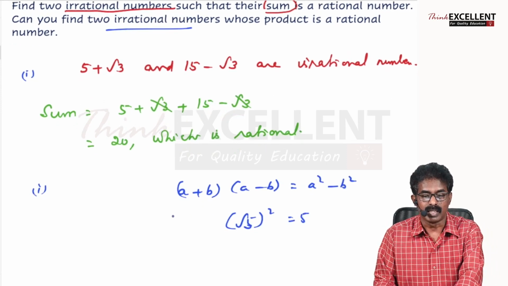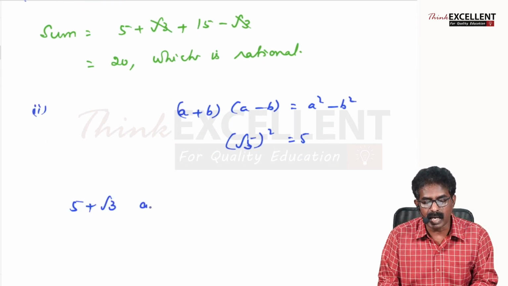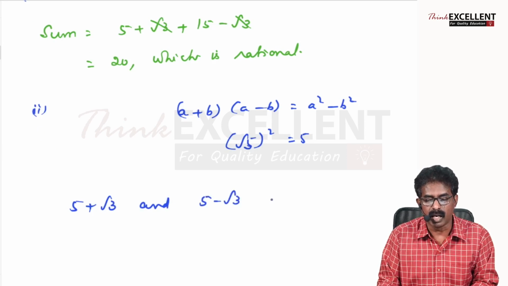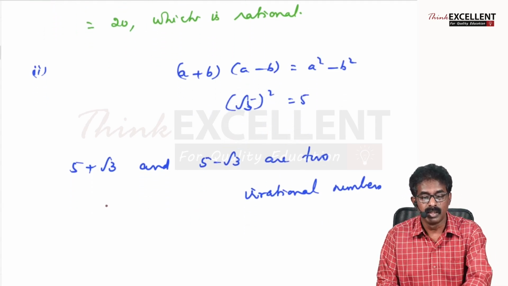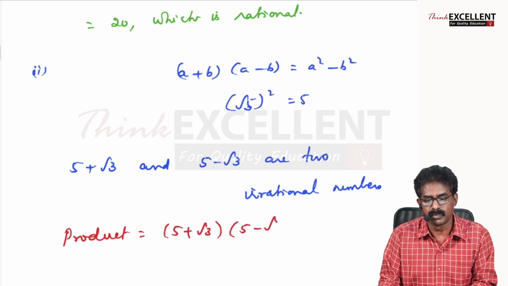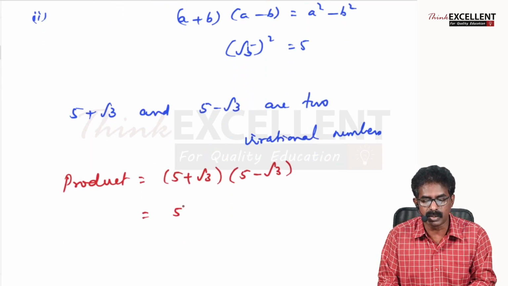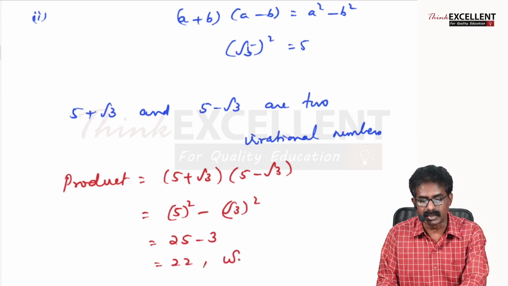So with this idea, you can say very easily, 5 plus root 3 and 5 minus root 3 are two irrational numbers. Now you find the product. The product is 5 plus root 3 into 5 minus root 3. So this is A plus B into A minus B, so A square minus B square. 5 square is 25 minus root 3 square is 3. You are getting 22, which is rational, right?